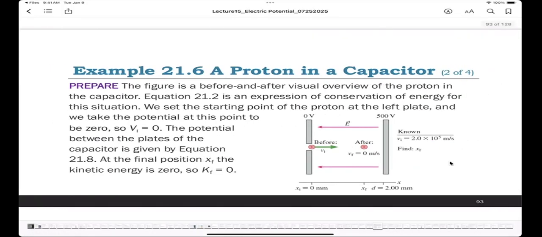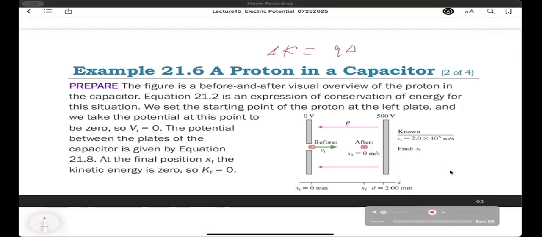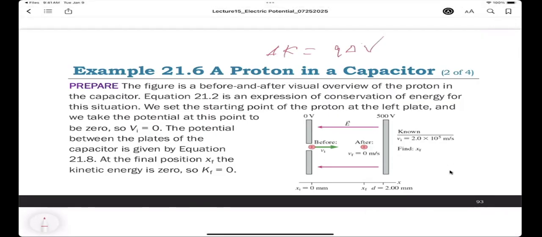This figure is a before and after visual overview of the proton in the capacitor. Equation 21.2 is an expression of conservation of energy for the situation. Do you remember what that is? It is delta K equals what? Equals negative q delta V. Do you remember that? Try to. It's V. Think about that.